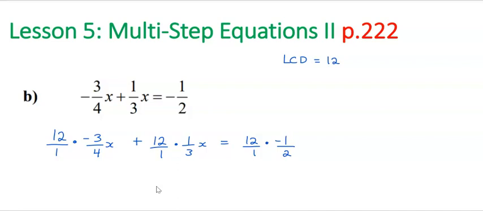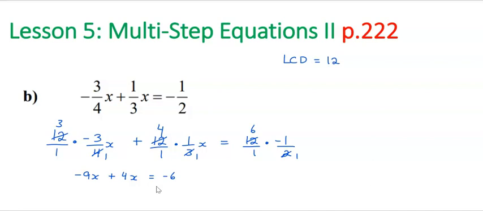I'm going to clear the fractions now. Divide by 4, cross reduce, divide by 3, divide by 2. My fractions are now cleared. I can do multiplication. 3 times negative 3x is negative 9x, plus 4 times 1x is 4x, equals 6 times negative 1 is negative 6.